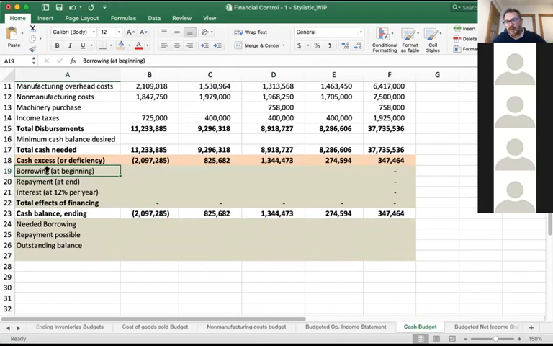So you can see borrowing, it's different from what we did earlier. Borrowing, it's supposed to be at the beginning of the period and the repayment at the end. Interest is at 12%. Okay, so it's a little bit more tricky to do than the previous case.